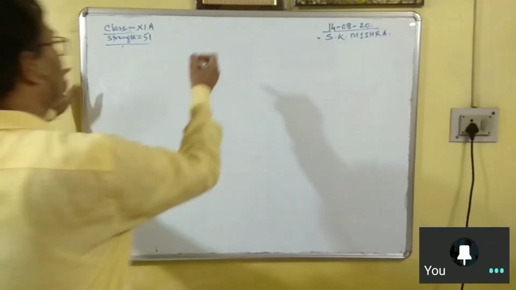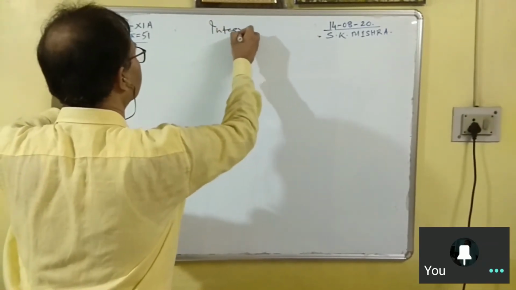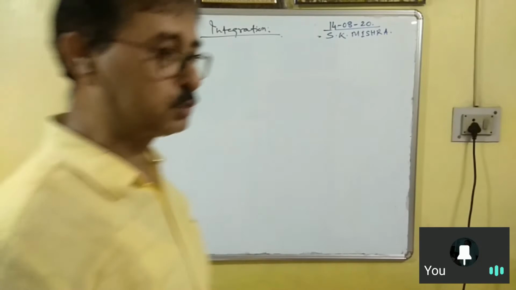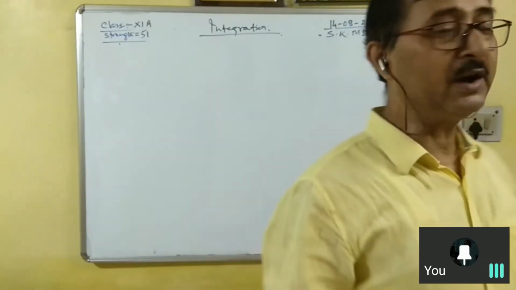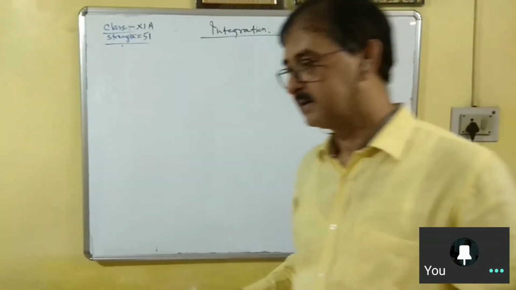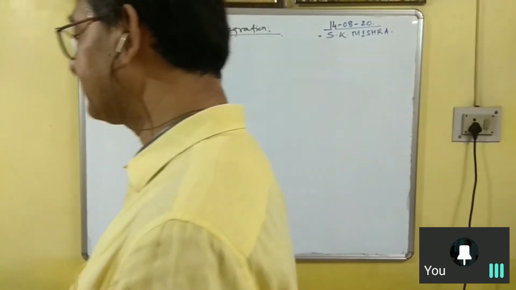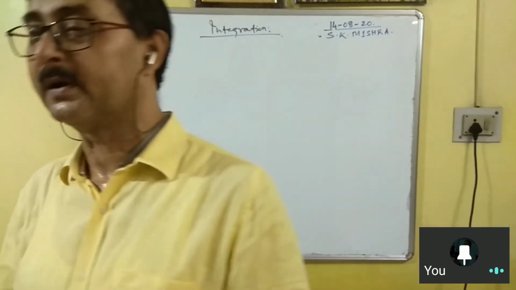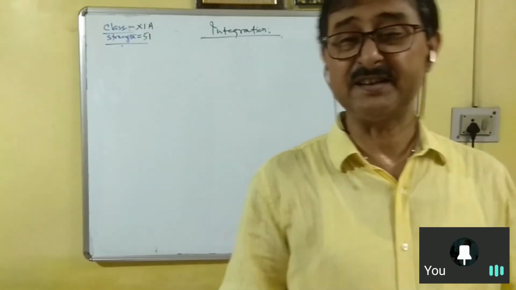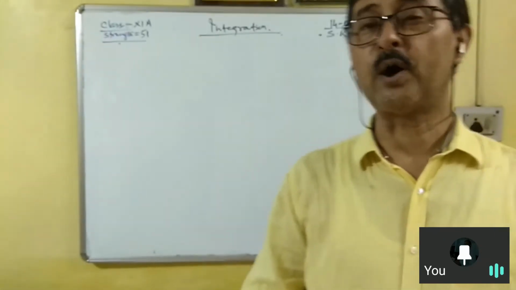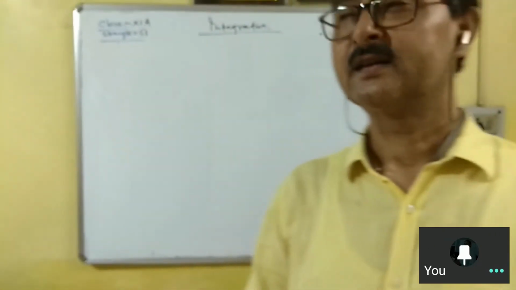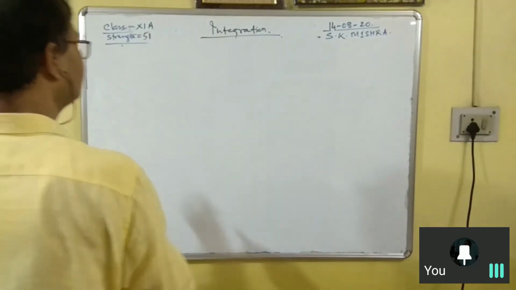Actually, integration and summation, two terms are there. The meaning of integration and summation is to add up. But when you add things which are similar in nature, the same type, then you use integration. And if you are adding things which are discrete, then you use the symbol summation. This is the basic difference between integration and summation. Now we are studying integration.